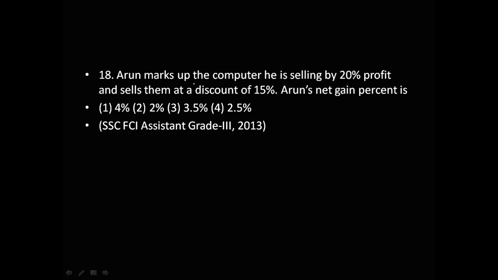Arun marks up the computers for a 20% profit and sells them at a discount of 15%. What is Arun's net gain? Oh, it's a simple one. Arun's net percentage of gain is 120 into 85 by 100, which equals 102, meaning 2%. 2% is the answer. Clear?